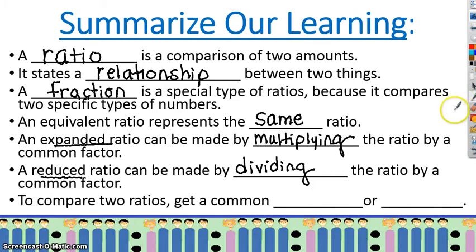To compare ratios, we need to get a common top number or bottom number. Remember in our last problem where you were comparing Marcus and Philip? I think that's who it was. Marcus and Philip. You compared them by getting a common bottom number, how much they worked in 1 hour. This summarizes what we've learned about writing, reducing, and expanding ratios.